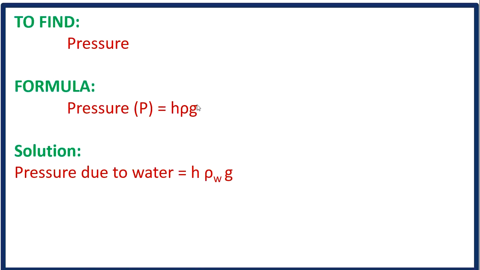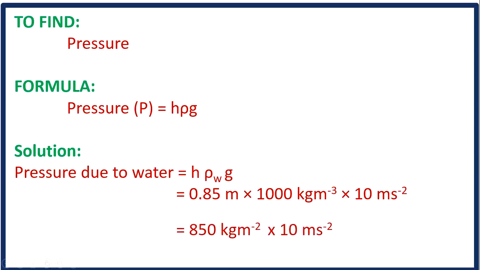Pressure due to water is equal to h rho g. The height of the liquid column is 0.85 meter, density of water is 1000 kg m^-3 and acceleration due to gravity 10 m s^-2. Now we can multiply 0.85 and 1000, we get 850 kg m^-2, into 10 m s^-2. Now we can multiply 850 and 10, we get 8500 Pascal.